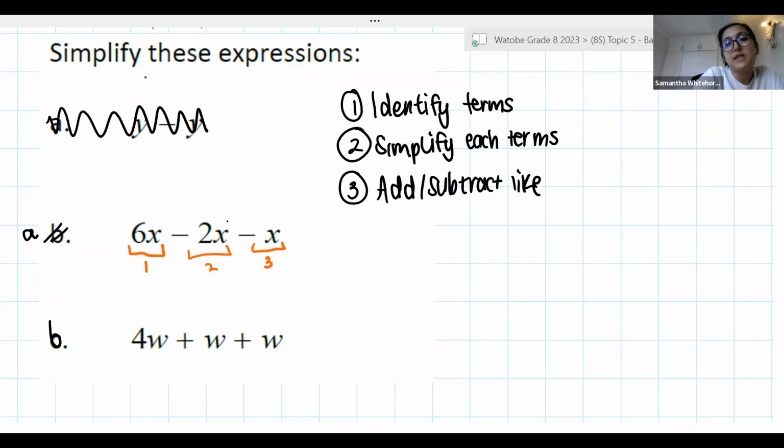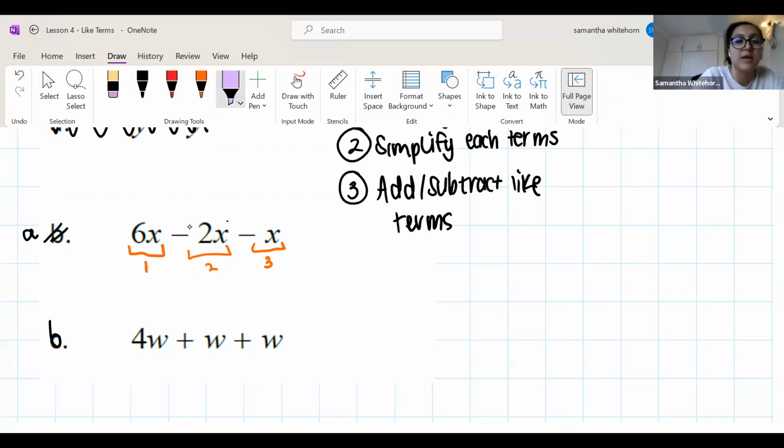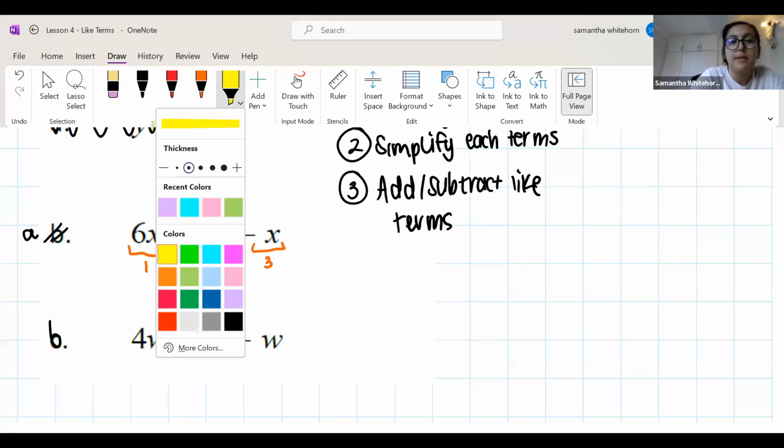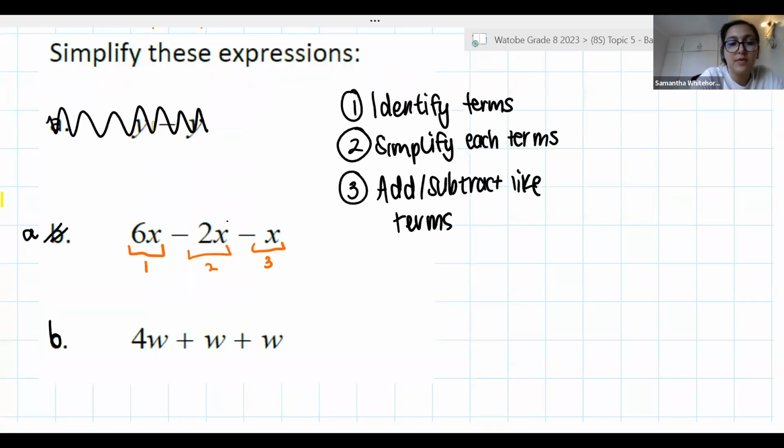Now, we obviously need to know what our like terms are. Whenever I'm doing algebra, I always like to have a highlighter or a colored pen with me so that I can highlight my like terms. Remember, like terms must have the same variable and the same exponent. All of these terms have an x variable and an exponent of 1. So these are all like terms, which means that I can add and subtract them.